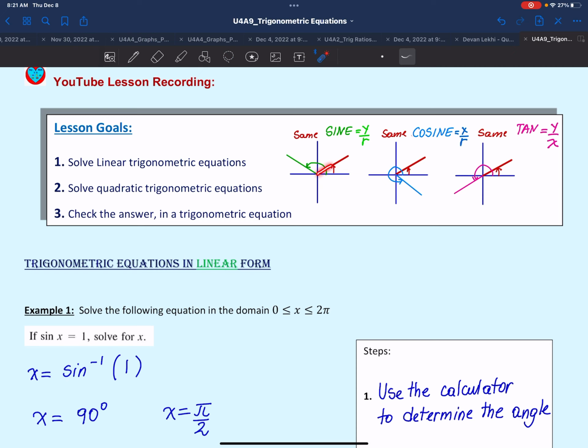So to find two angles that share the same sine ratio, we reflect the terminal arm about the y-axis, and that is because the sine ratio depends on y. To find two angles that share the same cosine ratio, we reflect the terminal arm about the x-axis, and that is because the cosine ratio depends on x. And to find two angles that share the same tan ratio, we reflect the terminal arm about both x and y-axis, and that is because the tan ratio depends on both x and y.